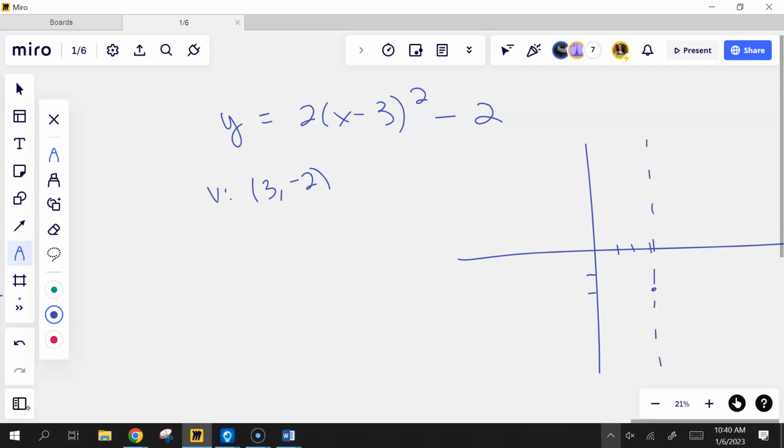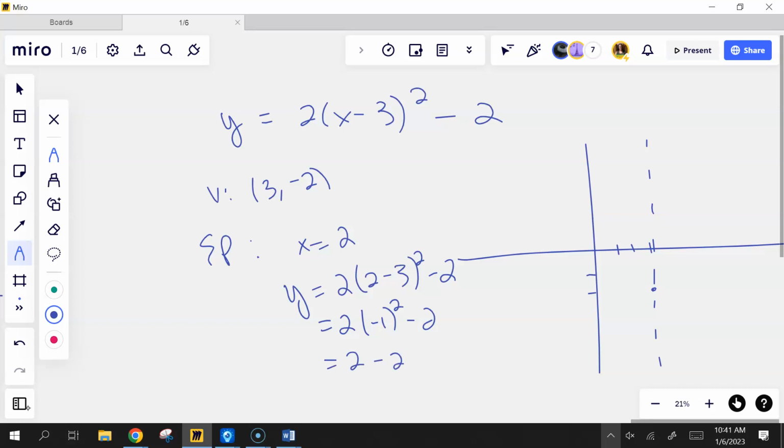Also, my axis of symmetry. What easy point did you use? What x did you use? 2 or 4, either one should give you the same value because they're both the same distance away from the vertex there. 4 might have been a little bit easier to use just because you wouldn't have gotten a negative, but it'll give you the same thing, because when you square negative 1, what happens? Positive. So you get 2 minus 2, which is 0. If you plugged in 4, you should get 0. Either way, you get 0. So 2, 0, or 4, 0. And now all left to do is to reflect and connect.